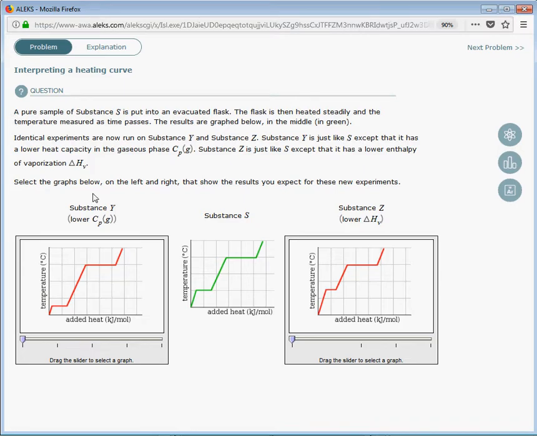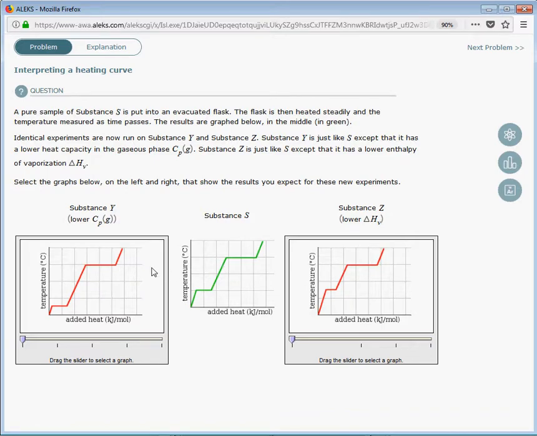In this question, we're asked to compare substance Y and substance Z to substance S, and there are some differences. So let's take a look. It says substance Y is just like substance S, except that it has a lower heat capacity in the gas phase. So this is substance S, and here we want to find the correct graph for substance Y.